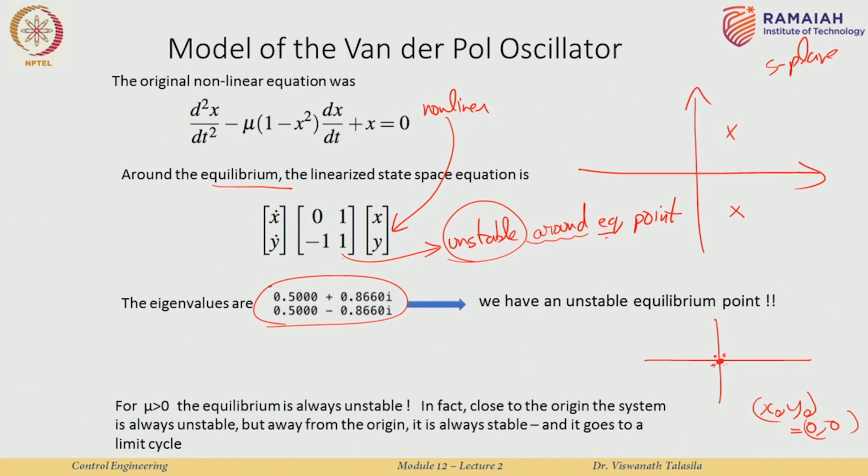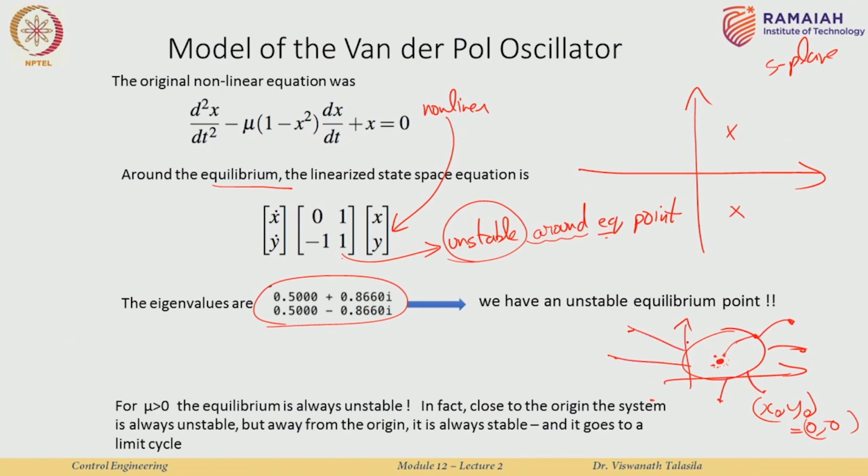Start anywhere around the equilibrium point, and you will see that it goes into what is called a limit cycle. Start anywhere around the equilibrium point and it will always reach the limit cycle. And in fact, in this specific example we will see that you start anywhere else in your phase space, any initial condition, it will always converge to this limit cycle. Okay, and we will see this in the simulation.